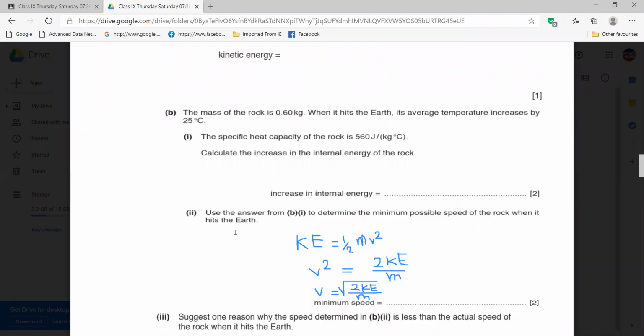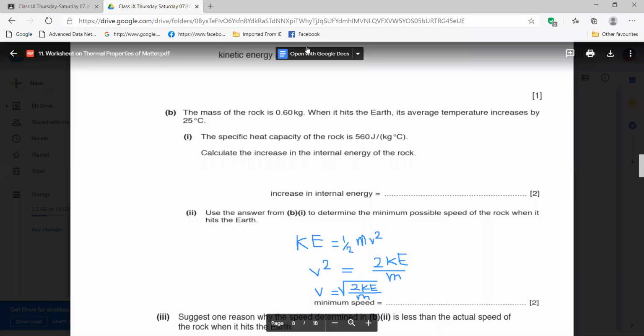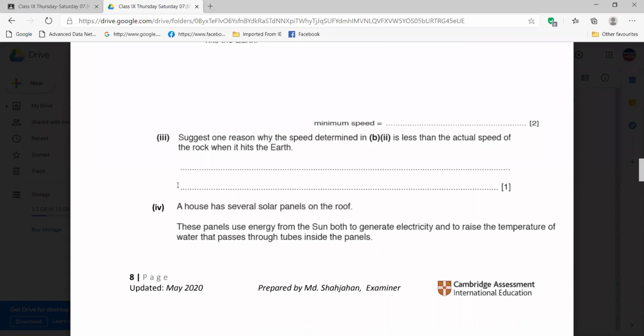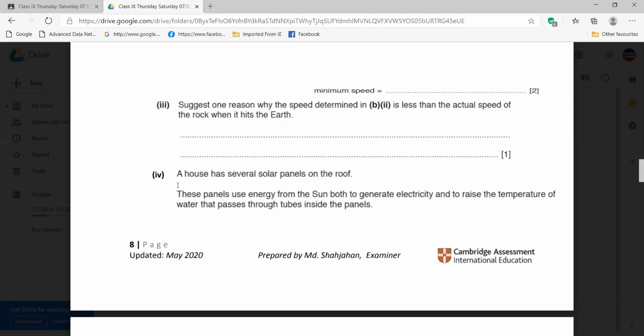So B3 you can't see, right? Yes, sir. Sir, can you please scroll down? State one reason why the speed determined in B2 is less than the actual speed of the rock when it hits the earth.